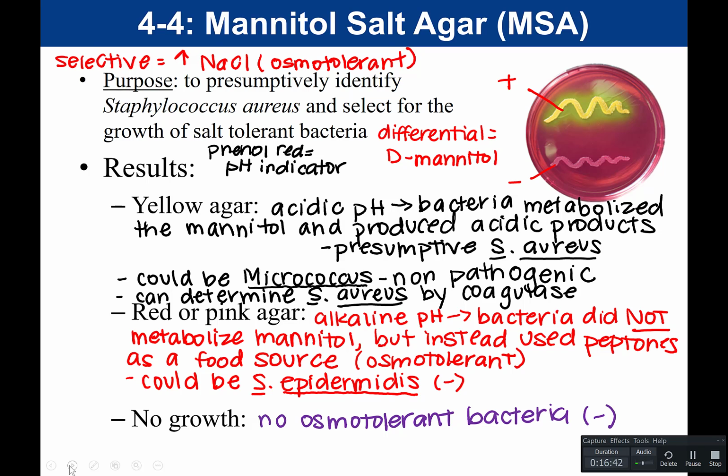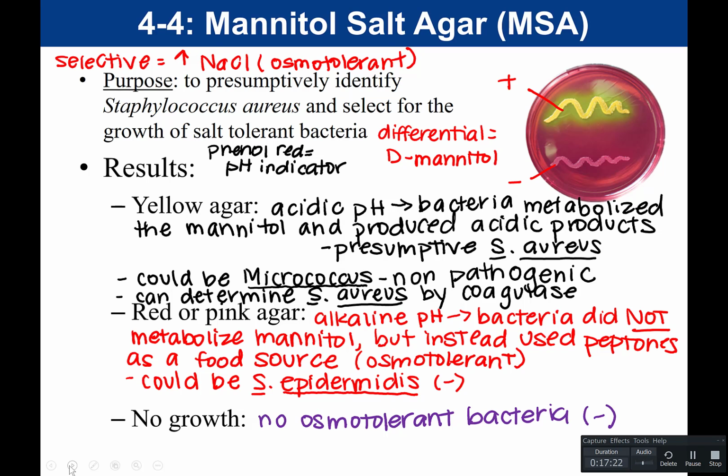It's likely Staph epidermidis because if you tested your nasal passage or you tested your skin, you're likely going to have Staph epidermidis there. And so those pink colonies are possibly Staph epidermidis. This would be a negative result in an MSA because, again, we're trying to presumptively identify Staph aureus. Staph aureus should be able to ferment the mannitol. If we did this and we got no growth, that would be no osmotolerant bacteria. So that again is not Staph aureus.